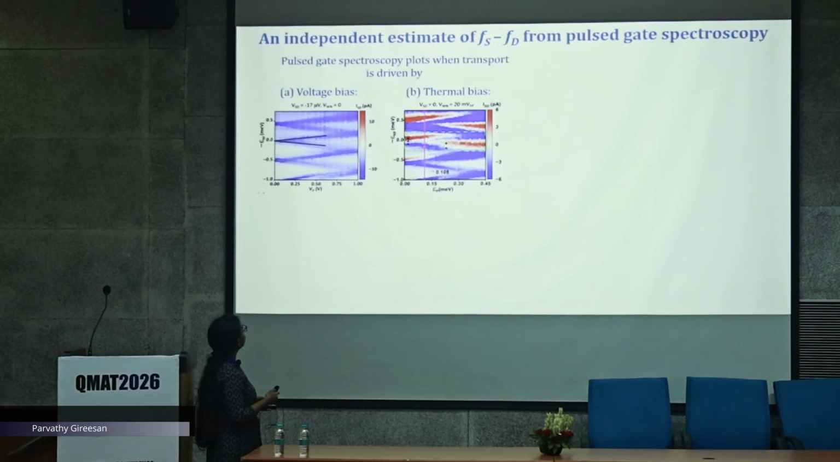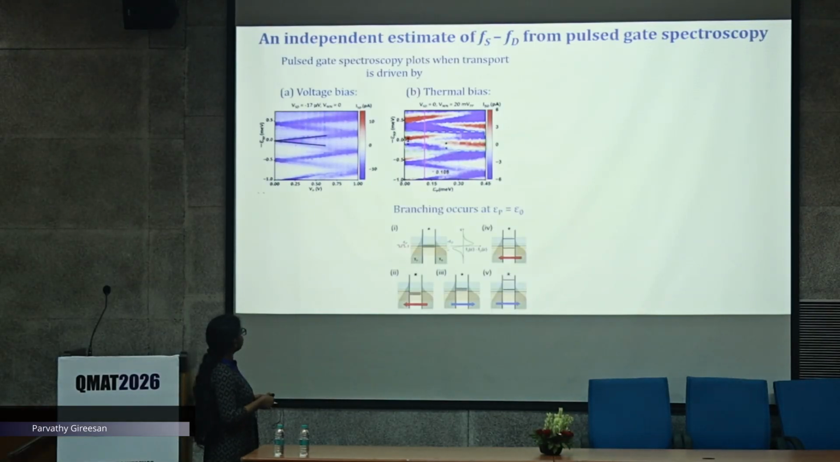So additionally, we demonstrate a gate pulsing method to get an experimental estimate of Fs minus Fd. This is done by giving a square pulse to the plunger gate Rp. The pulse gate spectroscopy plots when the transport is driven by a voltage bias are well known. We study the thermally driven counterpart of this, and we observe this distinct branching pattern.